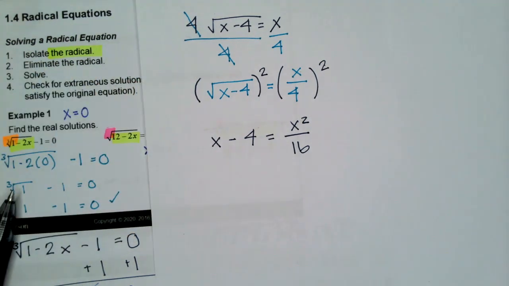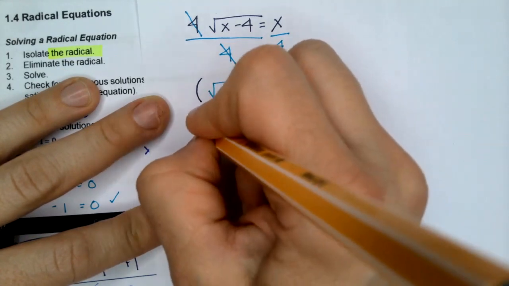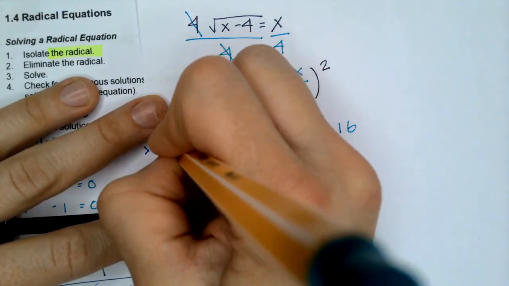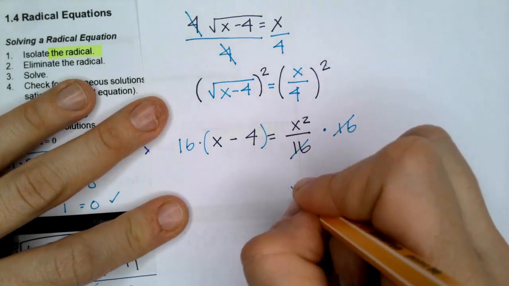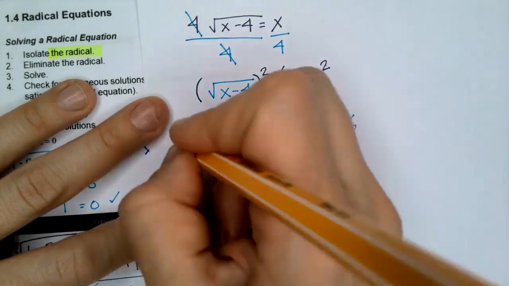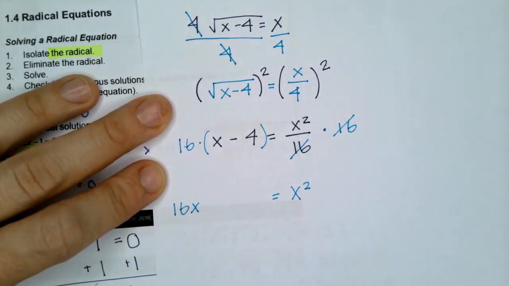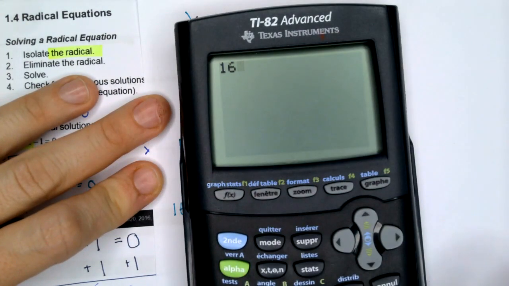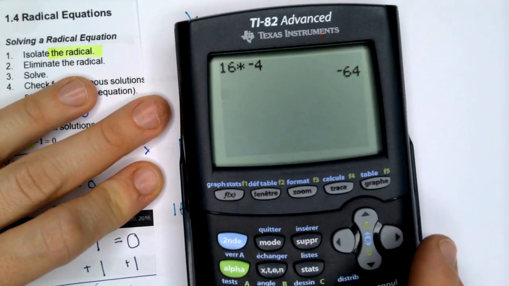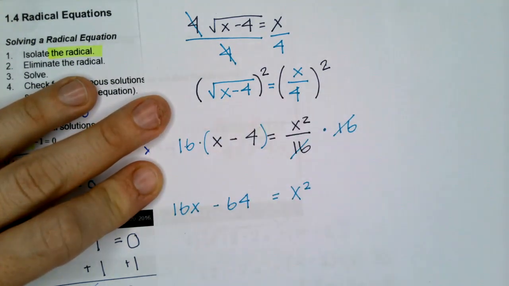Okay, now what I would do is I would multiply by 16 because I don't like fractions. That cancels that. I just have an x squared over here, a positive x squared. 16 times the x is 16x. 16 times a negative 4 is a negative 64. Good.